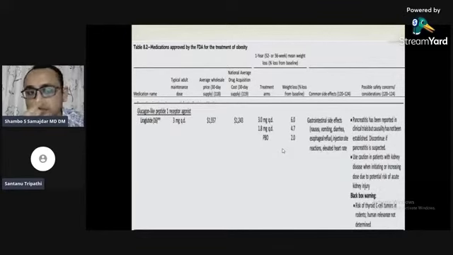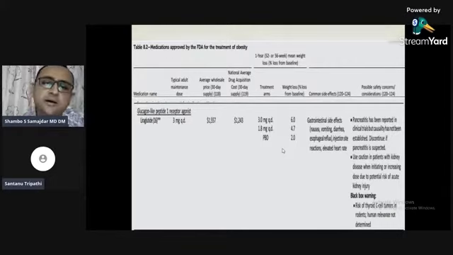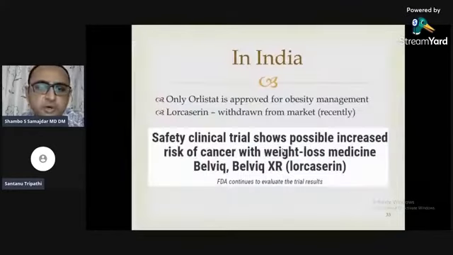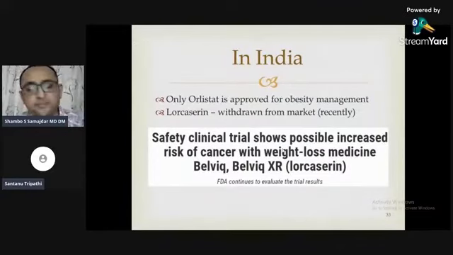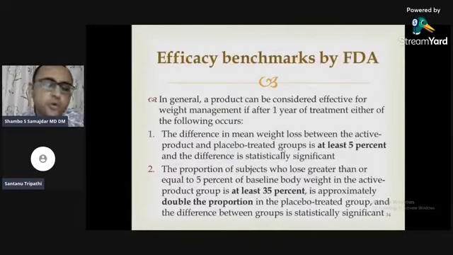And yes, liraglutide 3 milligram is also an FDA approved treatment for obesity management, and there are some specific contraindications for liraglutide like pancreatitis and medullary thyroid carcinoma. So in India we have only orlistat approved for obesity management. There are some phytopharmaceuticals available, but we need more data on them. Very recently, more than 1 year ago, lorcaserin was approved for management of obesity, but it was withdrawn due to an increased risk of cancer.